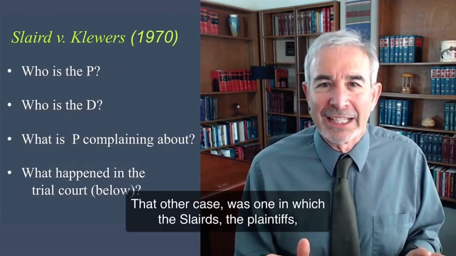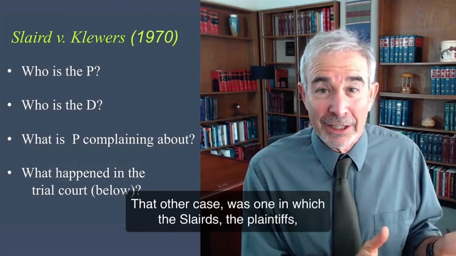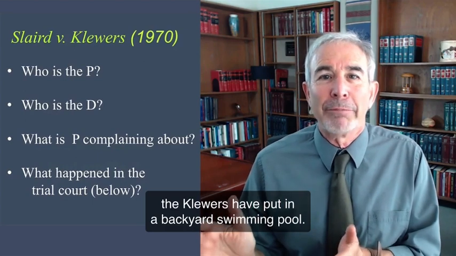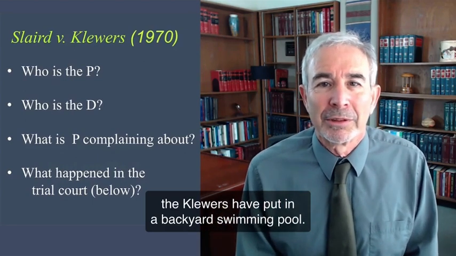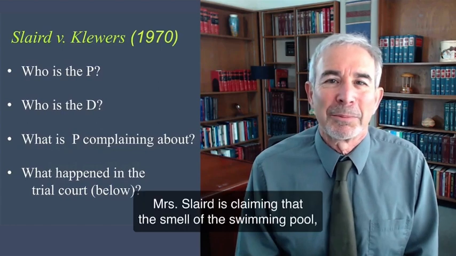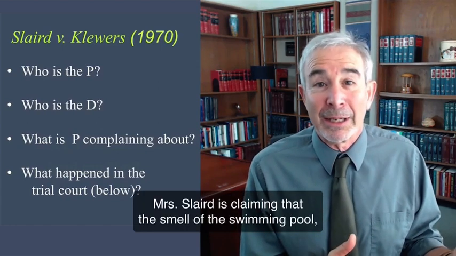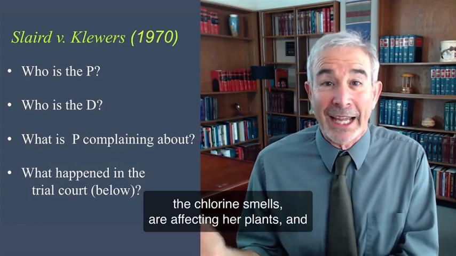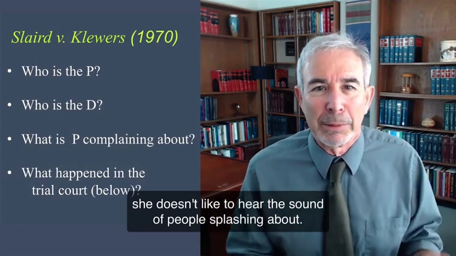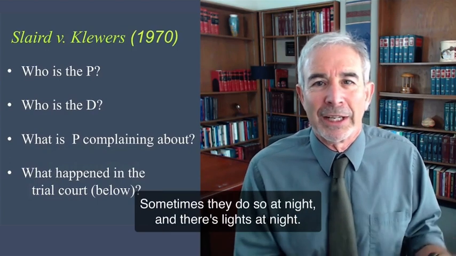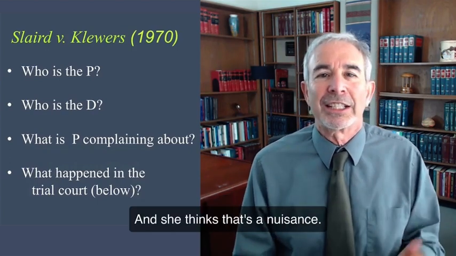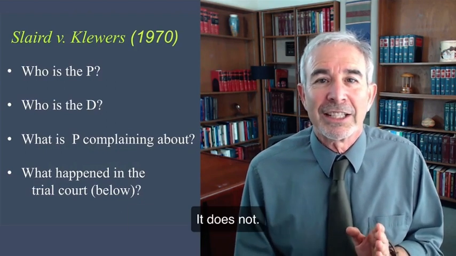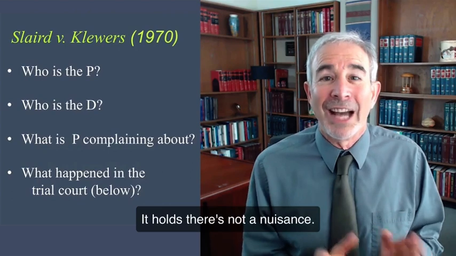That other case was one in which the Slairds, the plaintiffs, were complaining about the fact that the defendants, the Kluers, have put in a backyard swimming pool in the backyard behind their house. Mrs. Slaird is claiming that the smell of the swimming pool, the chlorine smells, are affecting her plants, and she doesn't like to hear the sound of people splashing about. Sometimes they do so at night, and there's lights at night, and she thinks that's a nuisance. Does the court agree? It does not. It holds there's not a nuisance.